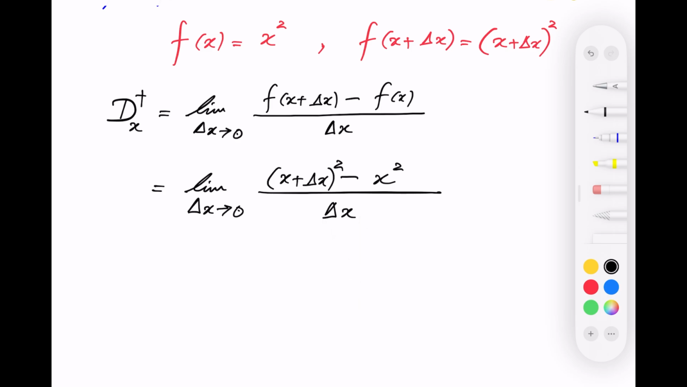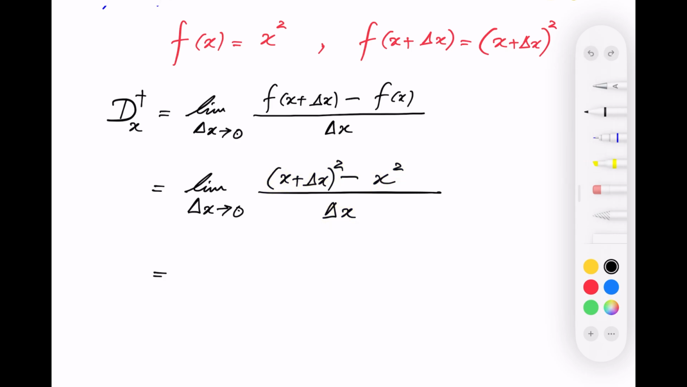Now it is just a familiar limit problem, and we need to evaluate that limit. We cannot do the direct substitution of delta x equals 0, because if I do the direct substitution, the numerator is going to be x squared minus x squared, which is equal to 0, and that divided by another 0, which is undefined. Therefore, we need to do some further simplifications.